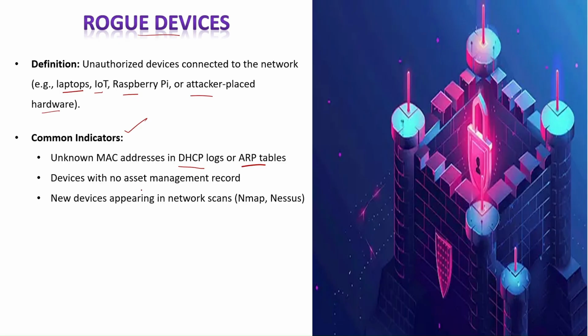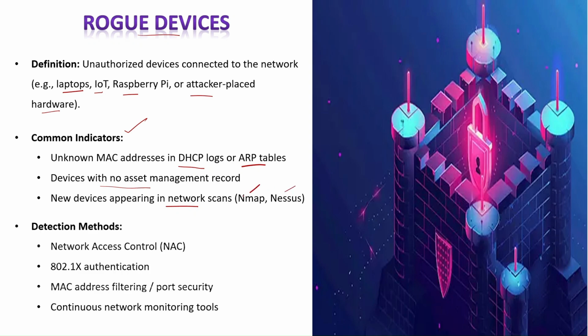Similarly, devices with no asset management record. Usually an organization has a record of all the devices inside their asset management. So if a device is not present in the asset management record, it may be a rogue device. Or new devices appearing in network scans when you scan the network using Nmap and Nessus.